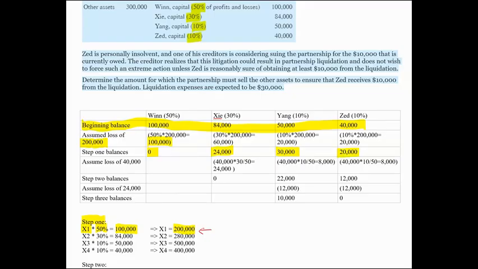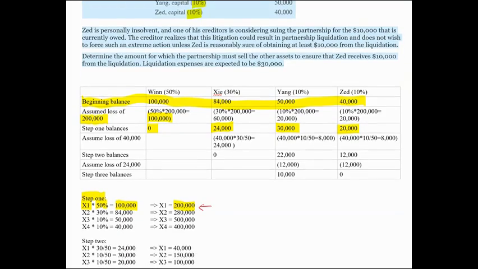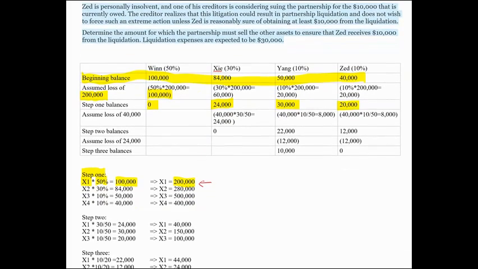Then we can move on to eliminate another partner in the second step. The second step is to find another weakest partner, and based on the same calculation, we can find that for Xie, we need a $40,000 loss to eliminate Xie's balance. In the second step, we assume a loss of $40,000. Then Xie needs to take $24,000, Yang takes $8,000, and Z takes another $8,000.